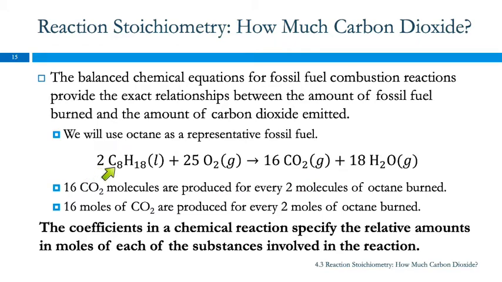If I burn 2 moles of this, 2 moles, how many moles of carbon dioxide do I get? 16. So I can interpret the coefficients in a balanced chemical equation as representing individual atoms and molecules, or as representing moles of molecules. The moles of molecules is more useful because a mole of something is a reasonable quantity. It's visible, right?